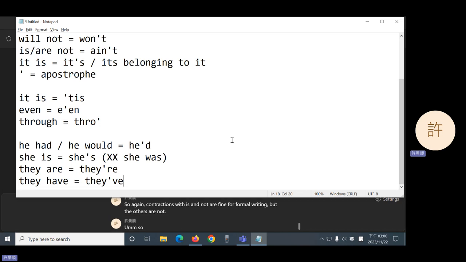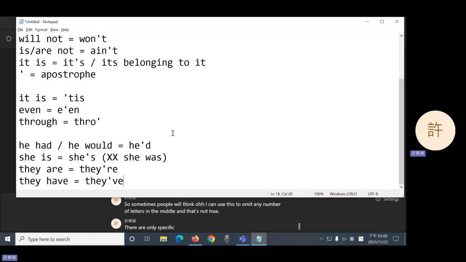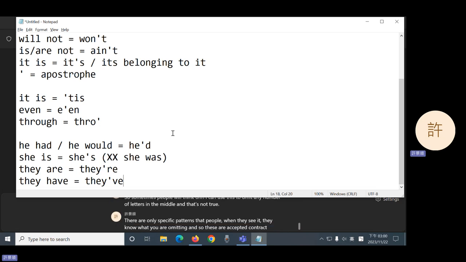So sometimes people will think, oh, I can use this to omit any number of letters in the middle. And that's not true. There are only specific patterns that people, when they see it, they know what you are omitting. And so these are accepted contractions.